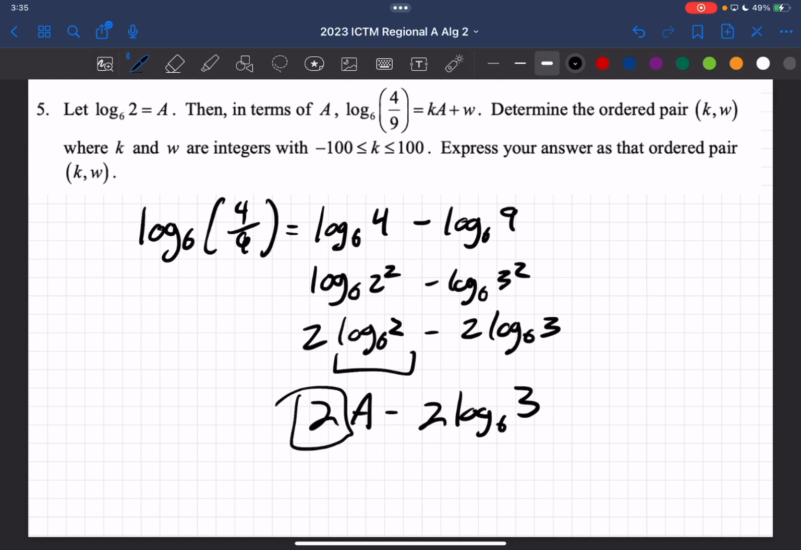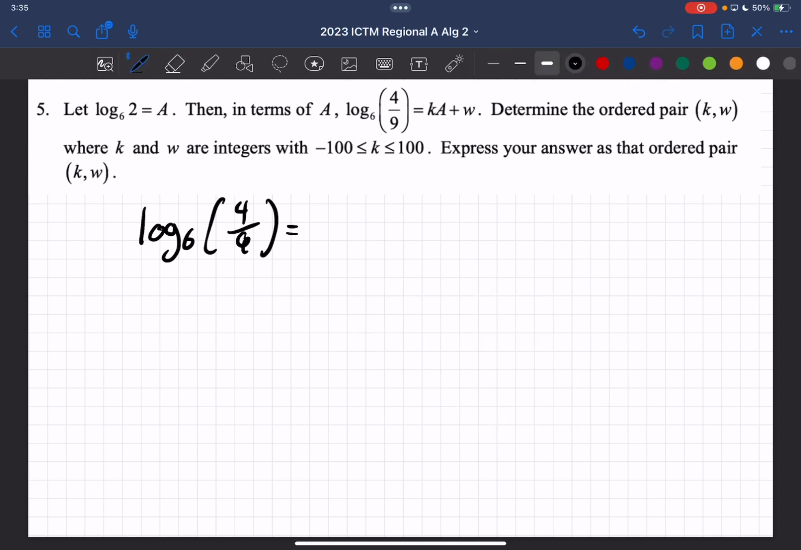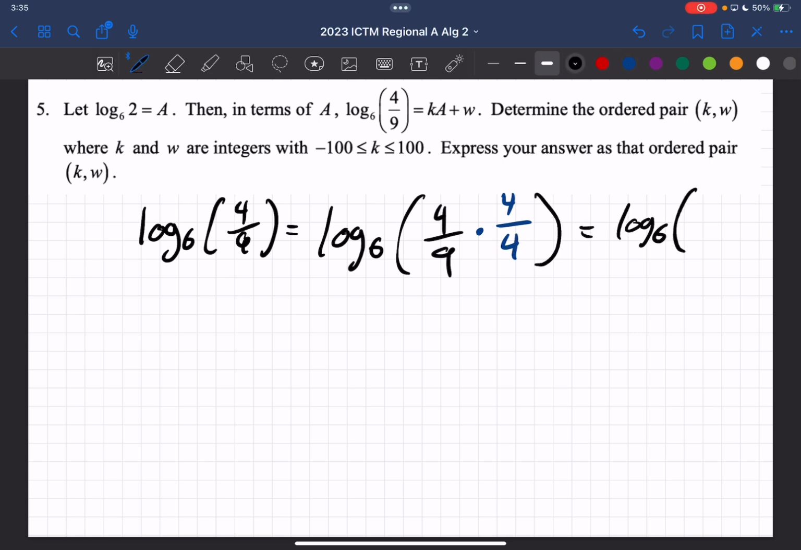Well, this is k, at least for this part it would be, but then this is not going to be an integer. So we have to go all the way back to the beginning and rethink this problem. Because all we can do is pull out either powers of 2 or powers of 6. That's all we can do. So what I'm going to do is log base 6 of 4/9. Inside I'm going to multiply 4 over 4. So we have log base 6 of 16 over 36.